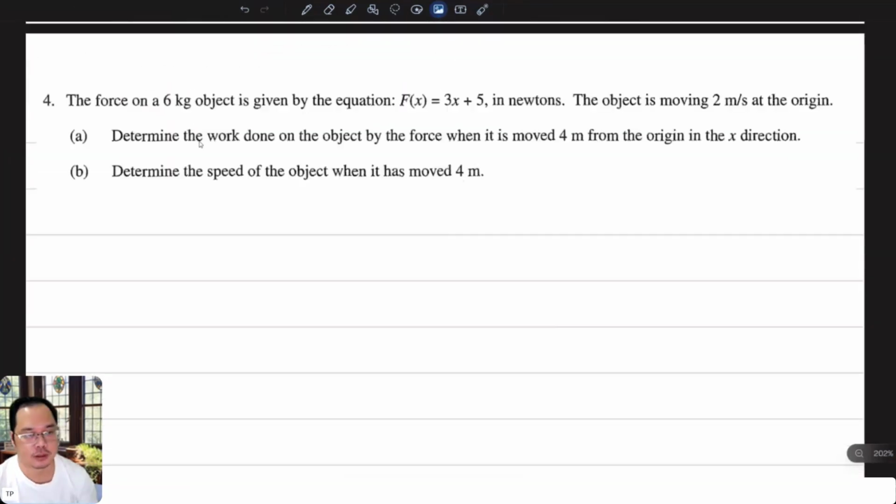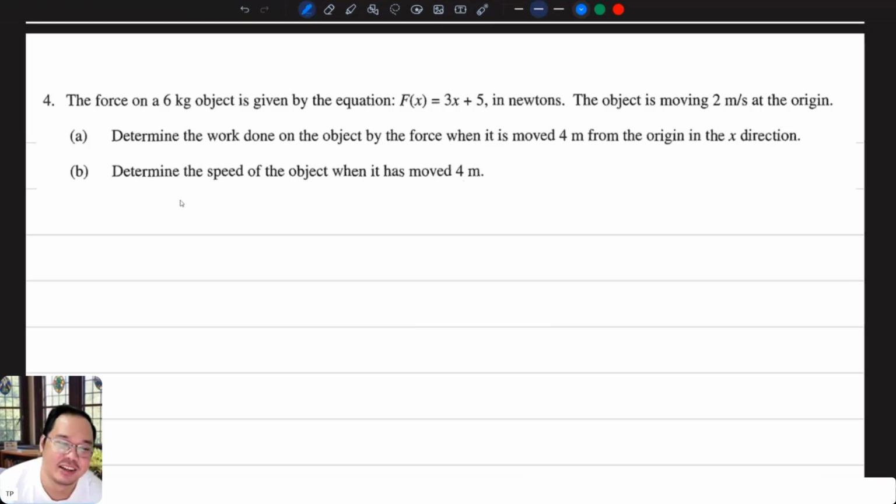The total force on a 6 kilogram object is given by this equation, which is a linear function of position, in newtons. The object is moving 2 meters per second at the origin. Determine the work done on the object by the force when it moves 4 meters from the origin in the x direction. Easy. So lucky.